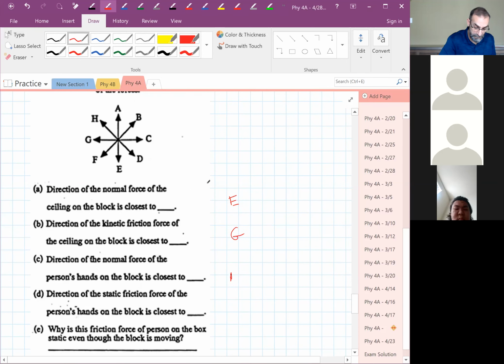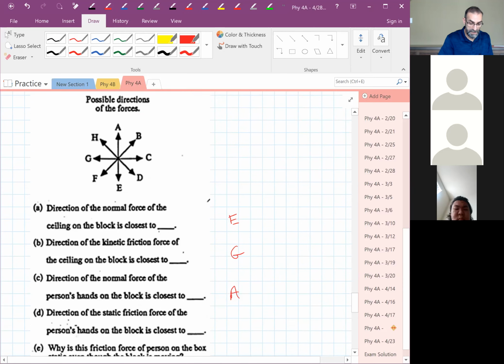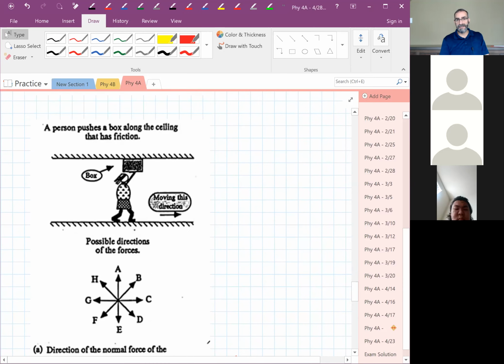What is up? A. And there's a friction force between the hands and the block, causing the block to move to the right. The block is moving to the right. Okay, if the hands were not there, would the block be moving to the right? No. So what's causing the block to move to the right? The interaction with the hands, right?